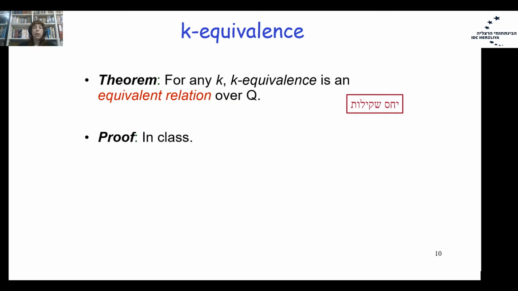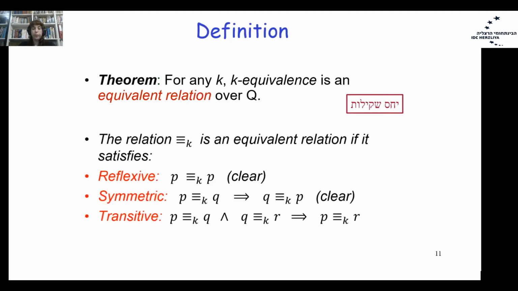Let's prove that for any k, k equivalent is an equivalence relation over Q. But first, let's remind ourselves what an equivalence relation is. A relation is an equivalence if it satisfies reflexive, symmetric, and transitive relations. Okay, we are talking about p, k equivalent to q. So p is k equivalent to itself. It is clear, it's the same state, so we can't find a separation word.